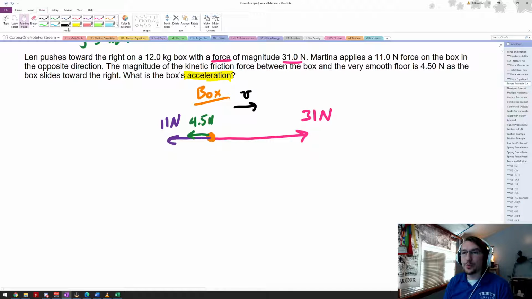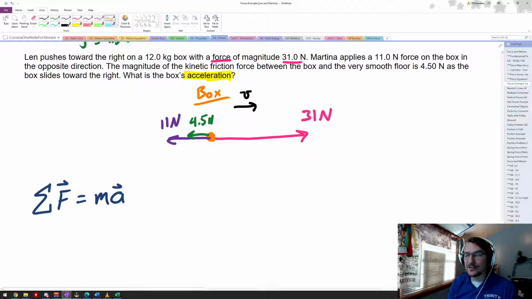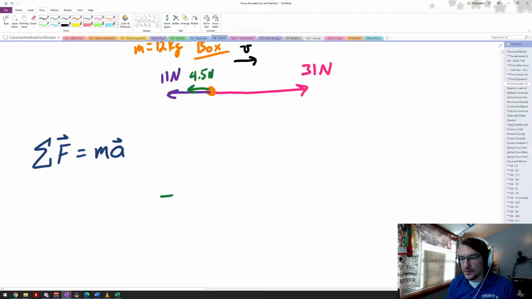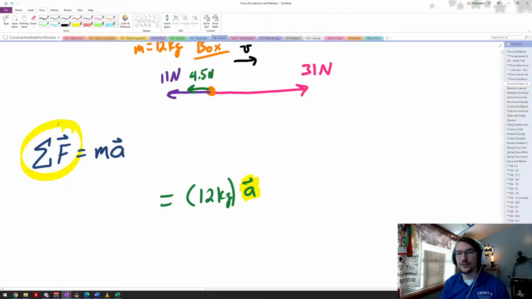At this point, we can start setting up our F equals ma equation. The sum of the forces is going to equal a mass multiplied by an acceleration. We know the mass of the box is 12 kilograms. So the sum of our forces is going to equal the mass, 12 kilograms, multiplied by some acceleration, and this acceleration is what we're looking for. What we need is all of our forces added together, and in this case we have three forces: the 31, the 4.5, and the 11.